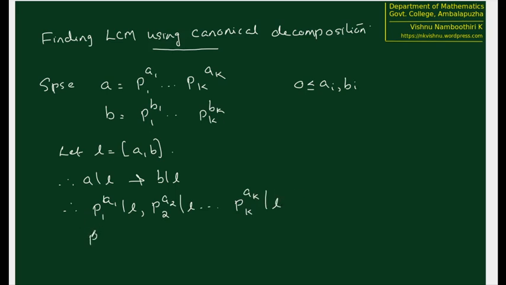And similarly, P1 raised to B1 divides L, because L is a multiple of all these factors. P2 raised to B2 divides L, etc. Pk to the power Bk divides L. So P1 to the power A1 divides L means that the power of P1 appearing in L is at least A1.